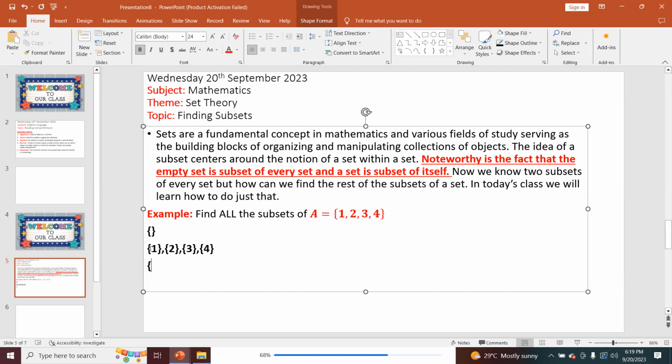What do we call these? Oh, by the way, what do we call these type of sets with only one element in them? A singleton set. Very good. Y'all remember.